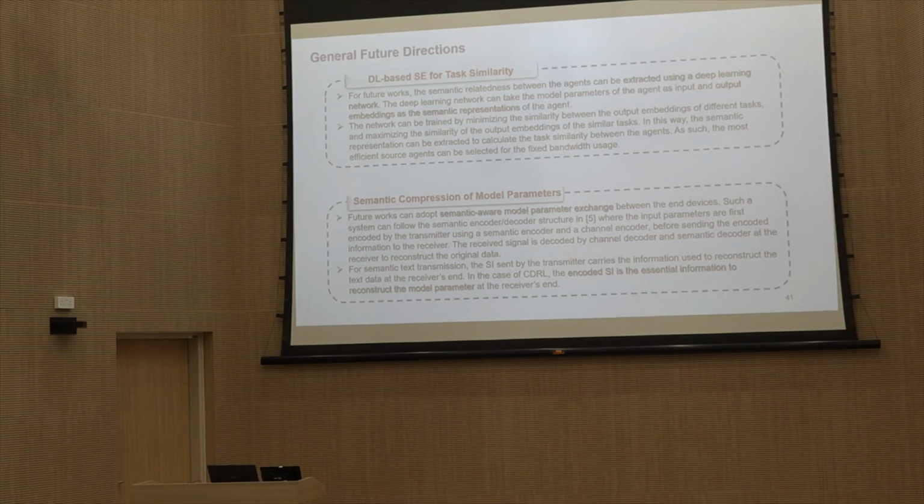Deep learning-based semantic extraction for task similarity can be considered for the semantic relatedness between multiple transmitter agents. So we can use the deep learning network to extract and construct the model parameters so that they can output the embedding as the semantic representation. And finally, we can look at the semantic compression of the model parameters to reduce the transmitted data further.